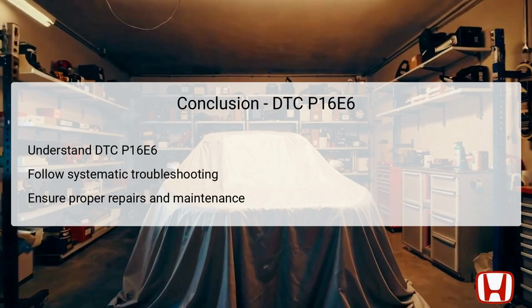In conclusion, understanding and effectively troubleshooting DTC P16E6, which points to a malfunction in the transmission range switch start-switch circuit, is critical for maintaining the Honda Civic from 2016 to 2021. By following a systematic troubleshooting process, mechanics can identify the source of the problem through a series of well-defined steps, ensuring that each component is tested and properly evaluated.